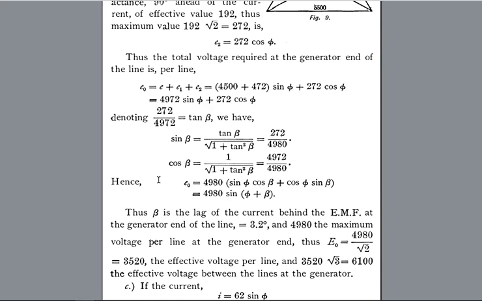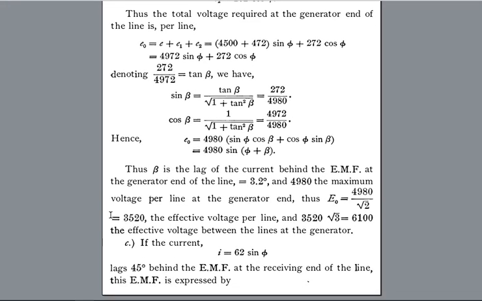Hence, E0 equals 4,980 times the quantity sine phi cosine beta plus cosine phi sine beta equals 4,980 sine of phi plus beta. Thus, beta is the lag of the current behind the electromotive force at the generator end of the line equals 3.2 degrees, and 4,980 the maximum voltage per line at the generator end. Thus, E0 equals 4,980 over square root 2 equals 3,520 effective per line. And 3,520 times square root 3 equals 6,100 effective voltage between lines at the generator.